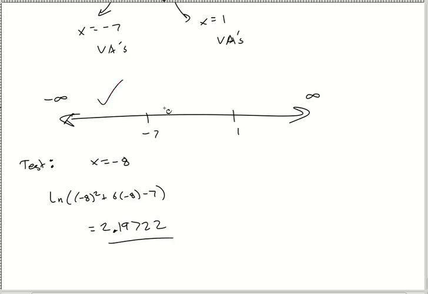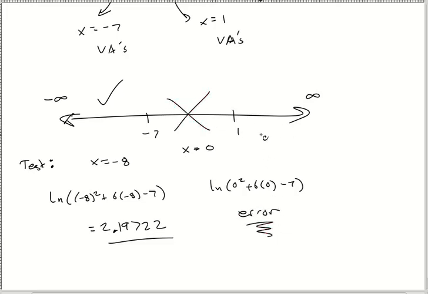Awesome. Notice that we got a number. It works. Okay, pick an easy number between negative 7 and 1. What about 0? That's an easy one, so I'm going to plug in 0 squared plus 6 times 0 minus 7. I'm going to type this in and see what my Casio does. Oh, it says math error. That ain't going to work.